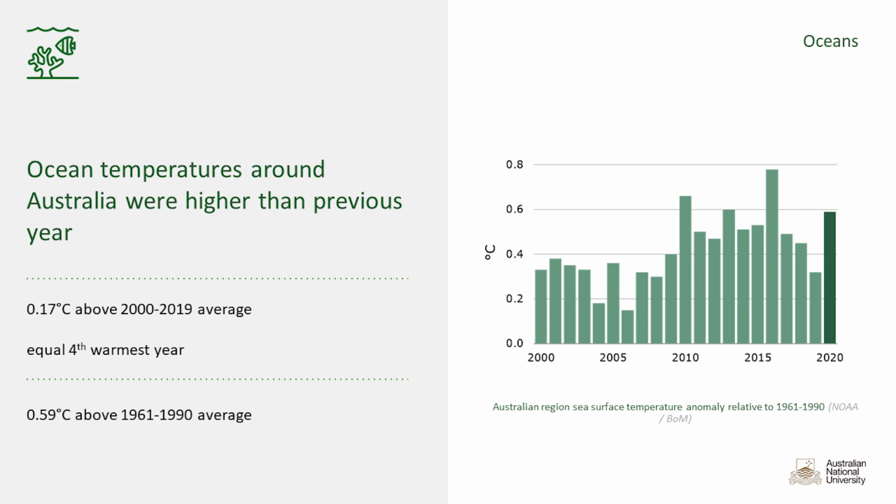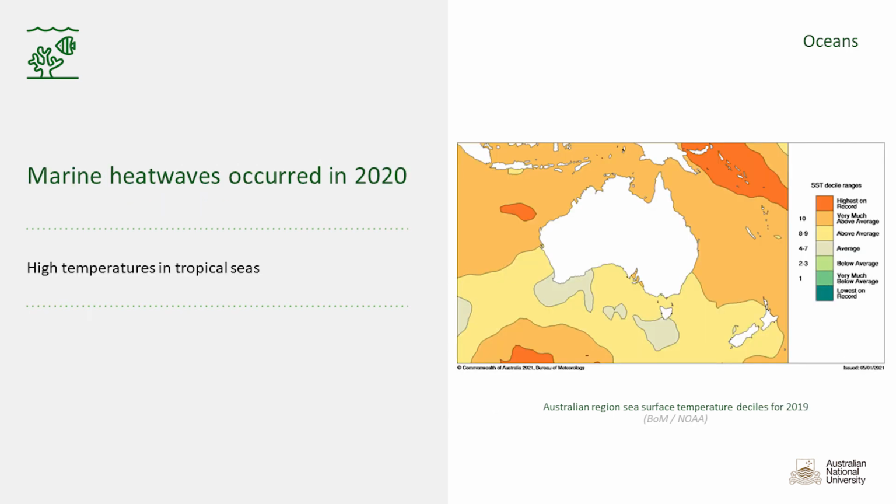Ocean temperatures around Australia were higher than the previous year. They were 0.17 degrees above the 20-year average. That made it the equal fourth warmest year. They were also 0.59 degrees above the 20-year average. Marine heat waves did occur in 2020. Temperatures were particularly high in the tropical seas.